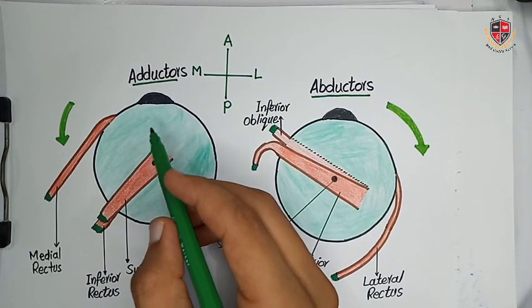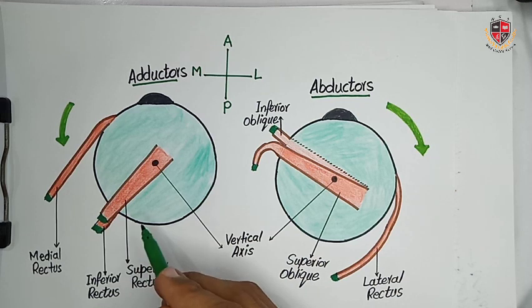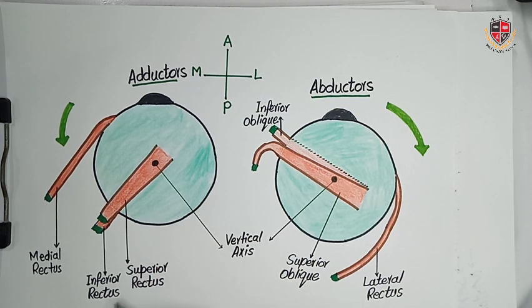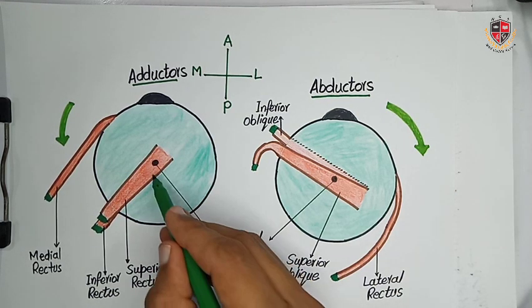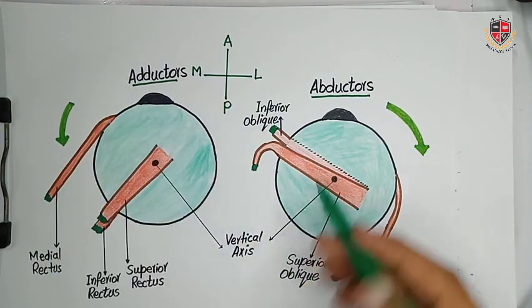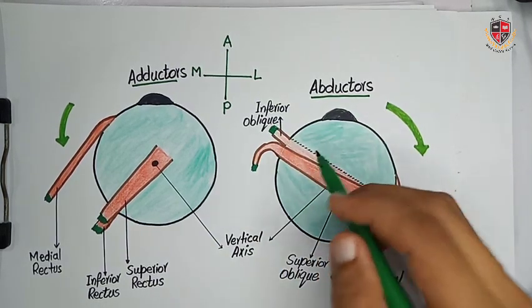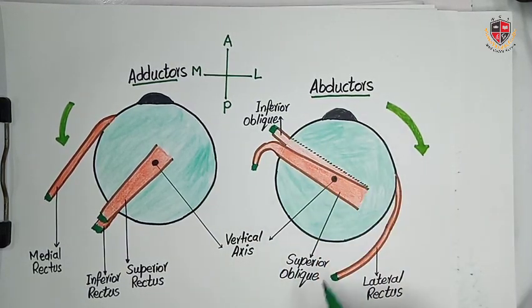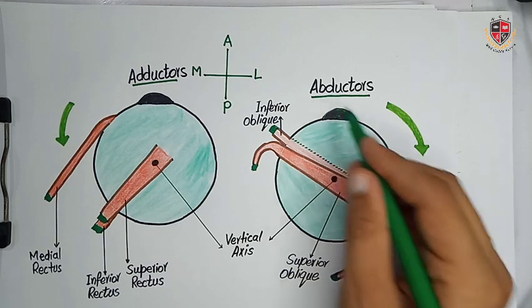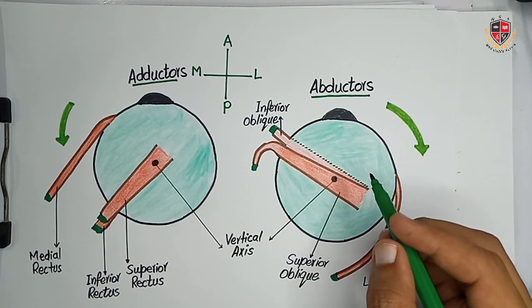Adduction is the movement of the eyeball toward the medial side, and this is caused by the medial rectus muscle. Accessory muscles are inferior rectus and superior rectus, and this movement is around the vertical axis. This is the vertical axis. Now the abductors: inferior oblique and superior oblique are accessory muscles, and lateral rectus is the major muscle which causes the abduction of the eyeball and causes the eyeball to move toward the lateral side.